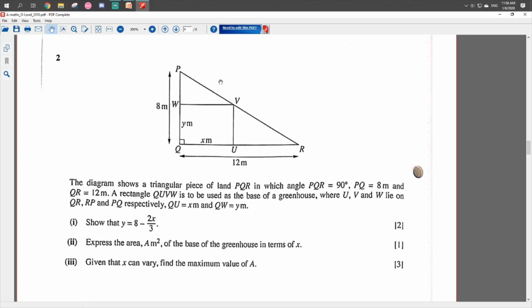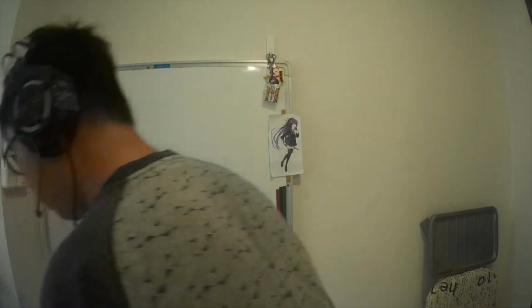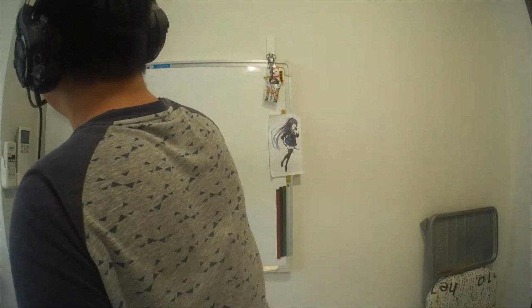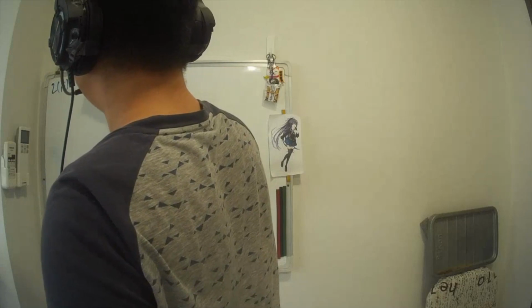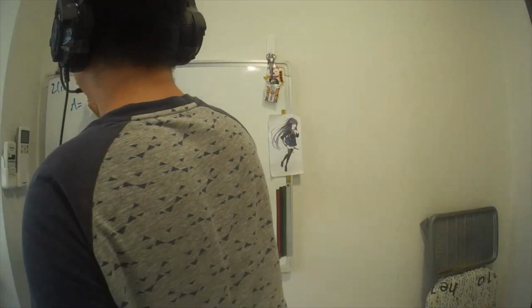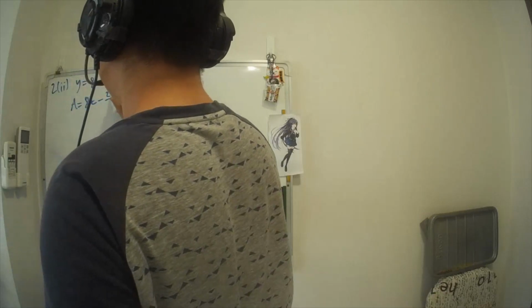Okay? So question 2, part 2. Express the area A meters squared of the base of the greenhouse in terms of x. So this is quite simple, right? We know that y is equal to 8 minus 2/3 of x. So the base of the greenhouse is just xy, right? So therefore A will be equal to 8x minus 2/3 x squared.